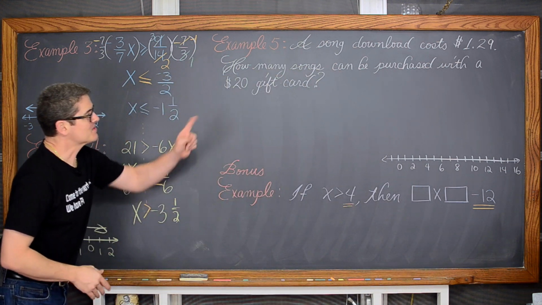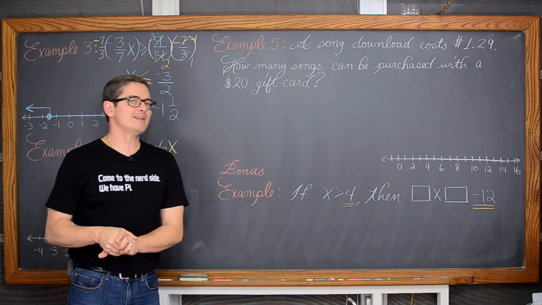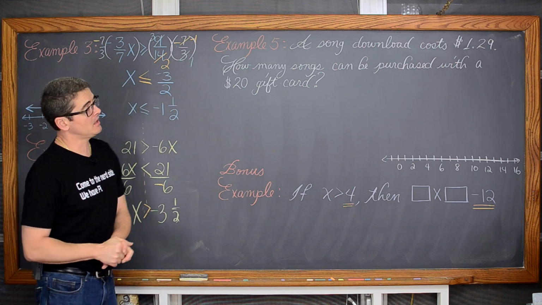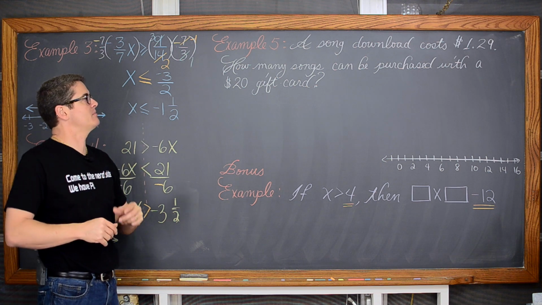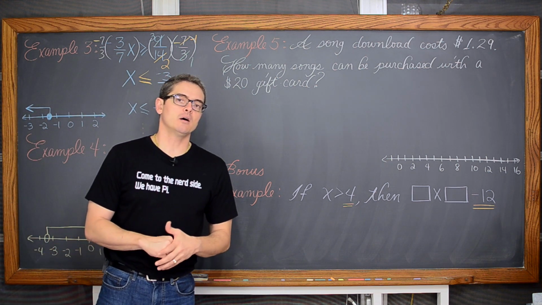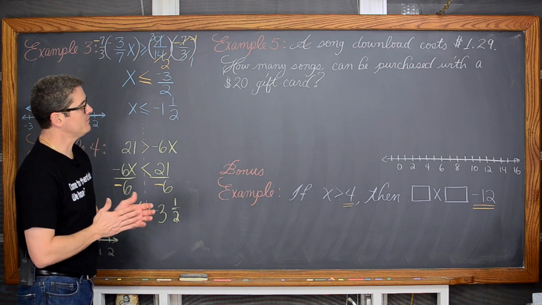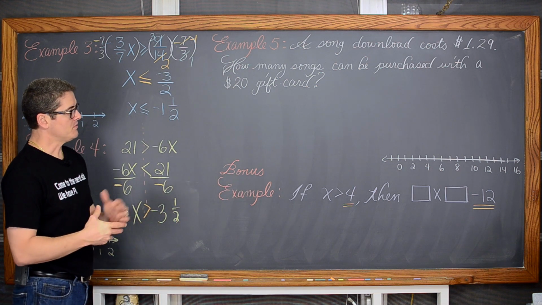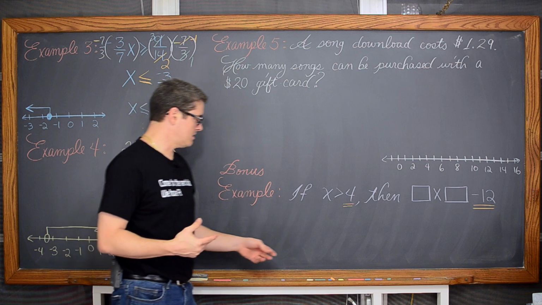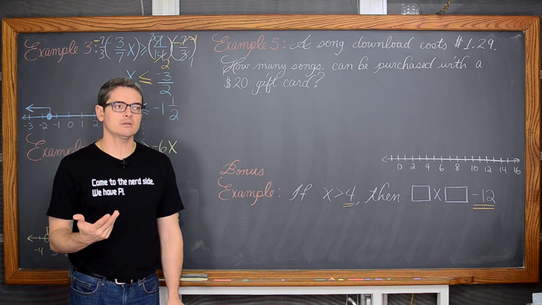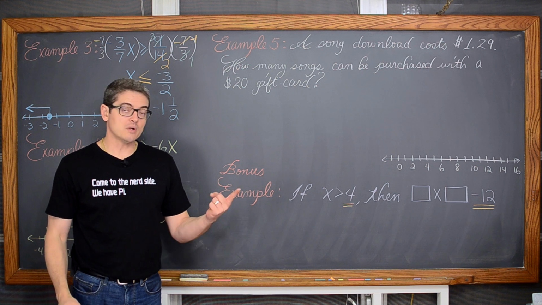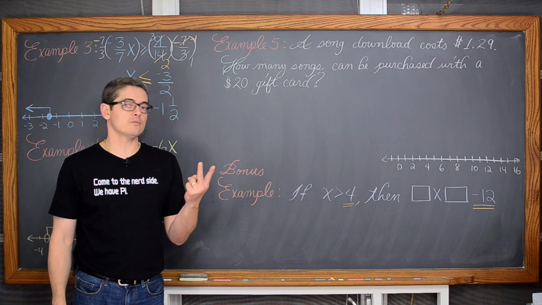Remember it. A song download costs $1.29 on a popular online store that allows you to buy music. How many songs can be purchased if you're given or maybe buy a $20 gift card? Well, how do you figure out the cost of anything you buy at the register? They're going to take the number of items you buy, and let's see here. Buy one song, $1.29, and buy another song, another $1.29.